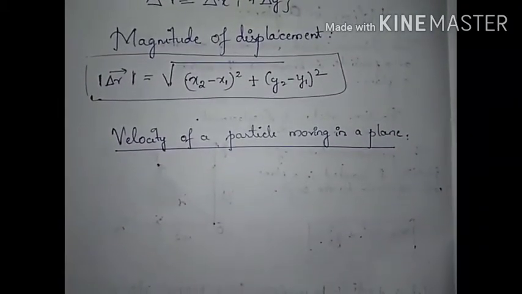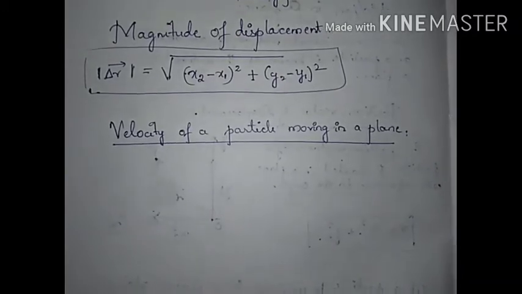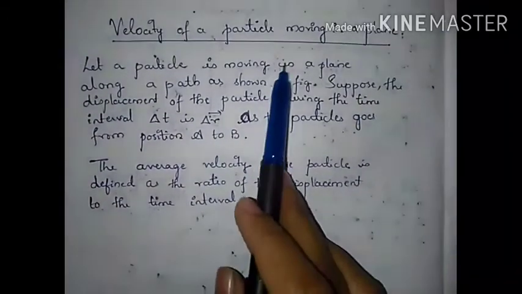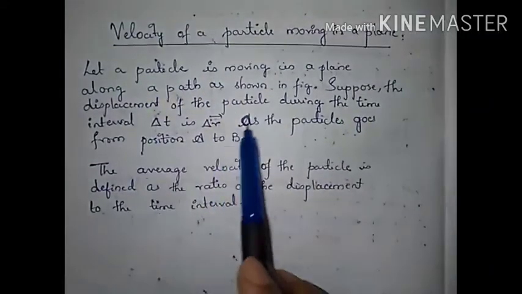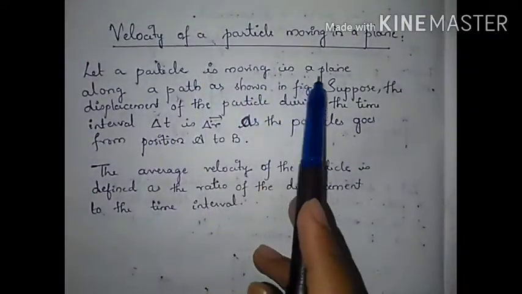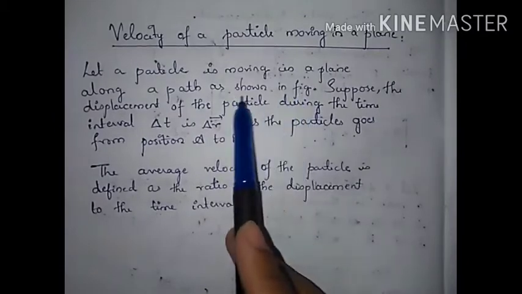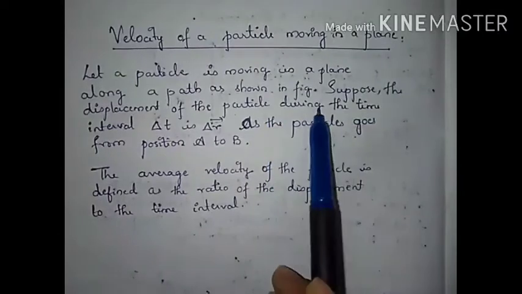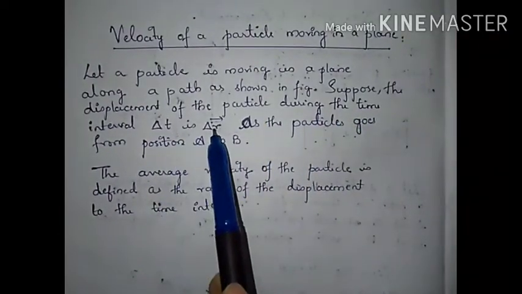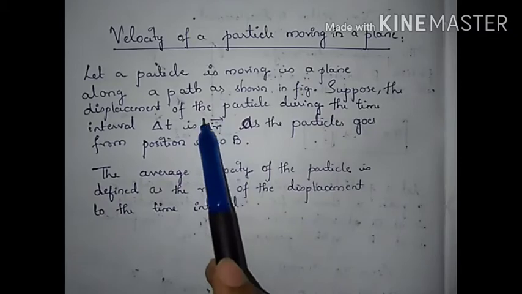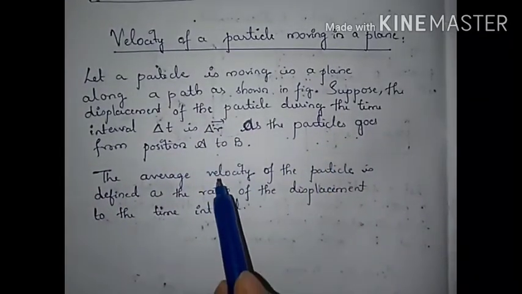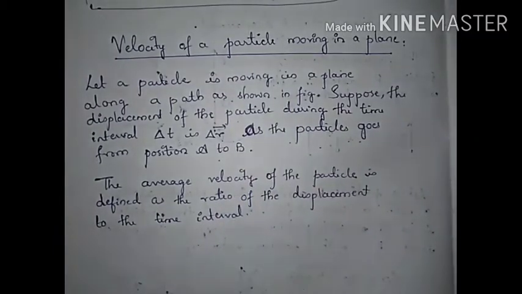So the next concept is velocity of a particle which is moving in a plane. So now to derive the velocity of the particle moving in a plane, we have to consider these things. So let a particle is moving in a plane along a path which is shown in the figure. So I'll draw the figure now. Suppose the displacement of the particle during the time interval delta t is delta r. So this we saw in the last case as the particle goes from position A to position B. So let me draw the diagram.